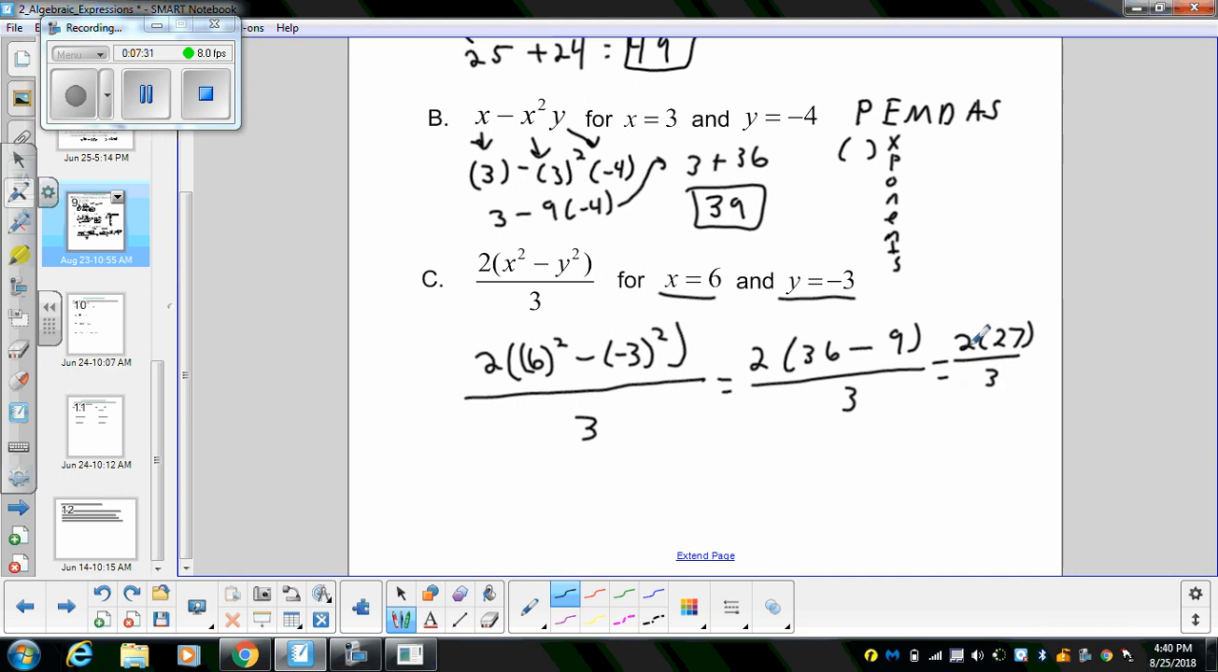Okay, and then 2 times 27 equals 54. Apologize for that earlier. Over 3, and then 54 divided by 3. Well, 3 goes into 5 one time with the remainder of 2, and 3 goes into 24 eight times, so that'd be 18. You know, a lot of these steps can be checked using the calculator. Alright, let's move on.